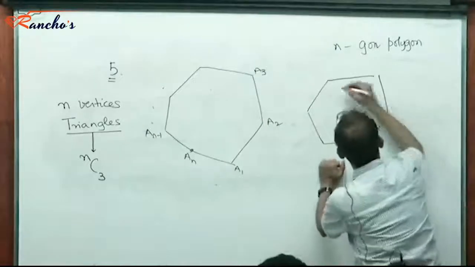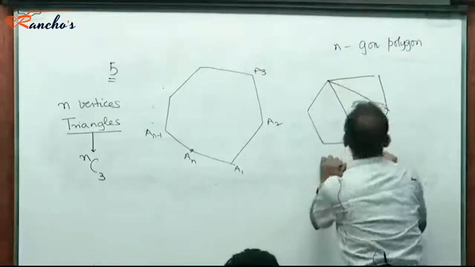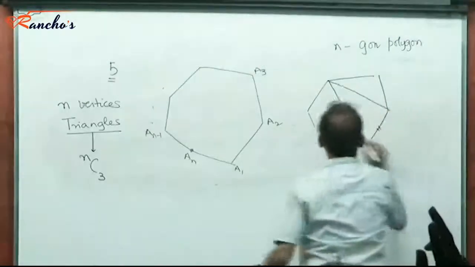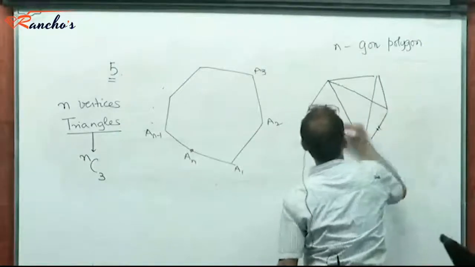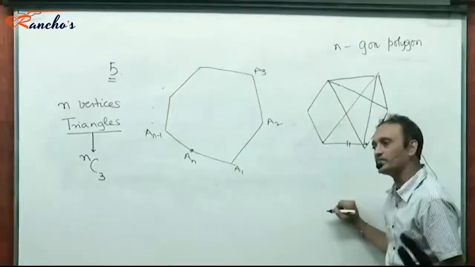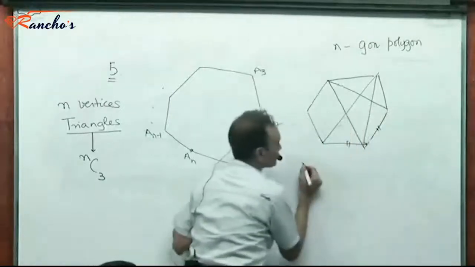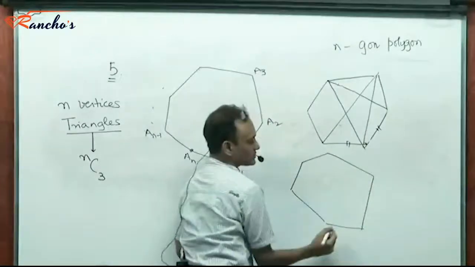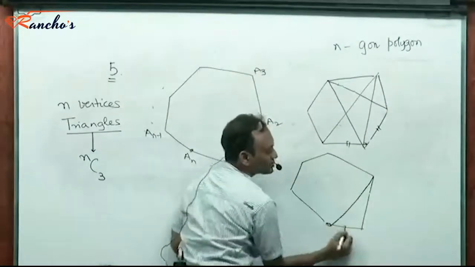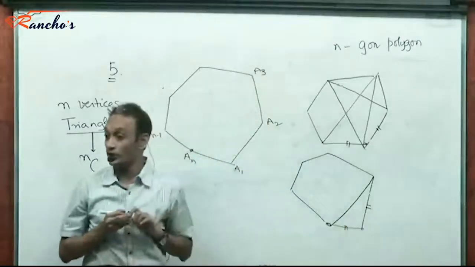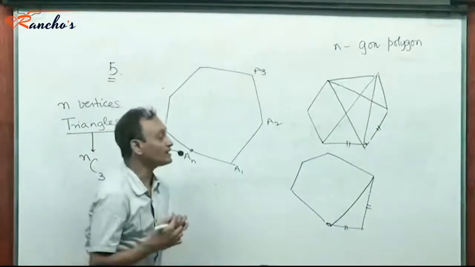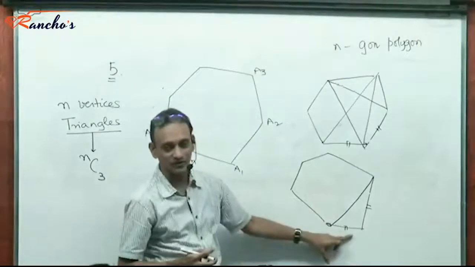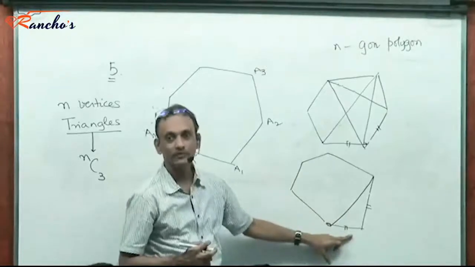But say, for example, a triangle like this is not acceptable. Why? Because one of its sides is coinciding with the side of the polygon. Or a triangle like this is not acceptable. Why? Because one of its sides is coinciding with the side of the polygon. Or a triangle like this, in which 2 sides are coinciding with the sides of the polygon. And you can't have a triangle in which all 3 sides coincide with the sides of the polygon. That is not possible, right?